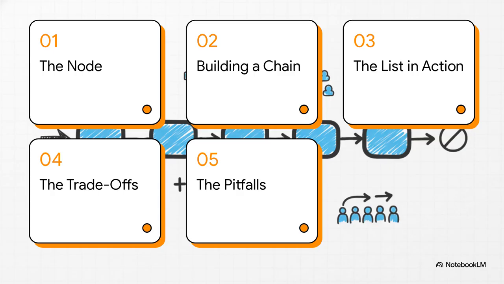So here's our game plan. We're going to build a linked list right from the ground up. We'll start with its smallest part, the node. Then we'll see how we chain these things together. After that, we'll actually use it, see what it's good at, what it's not so good at, and finally, we'll cover the common mistakes you absolutely want to avoid.